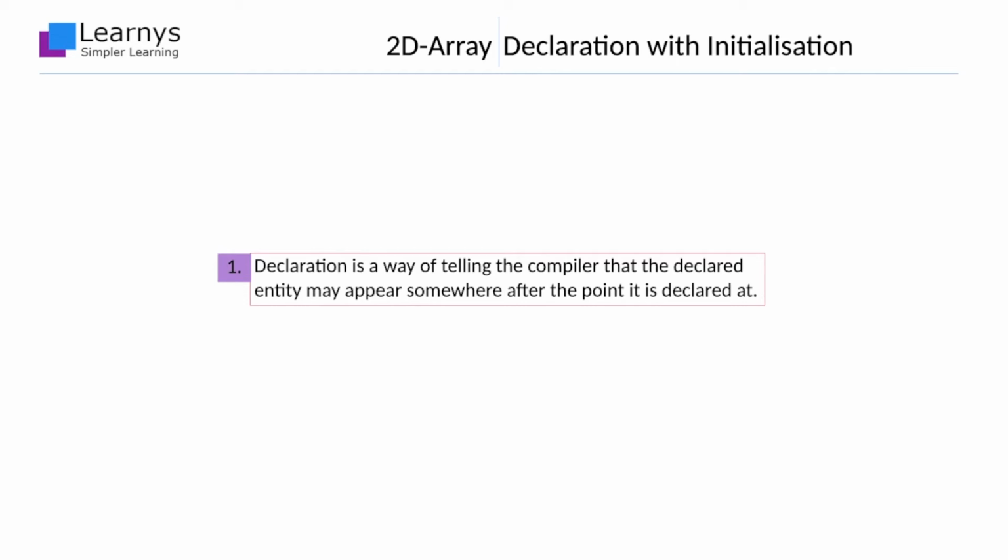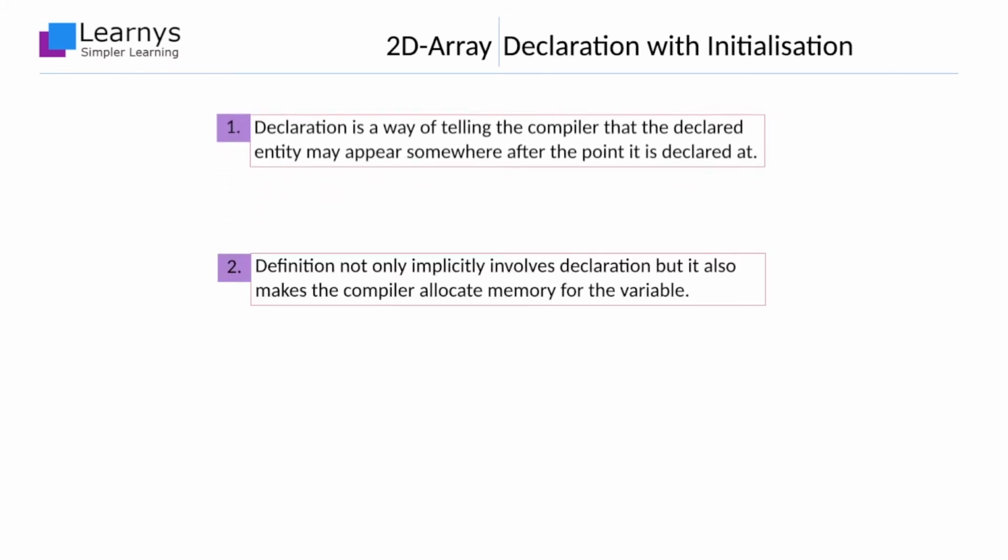In that video, it was stated that declaration and definition are two different things. In general, declaration is a way of telling the compiler that the declared entity may appear somewhere after the point it is declared at. Merely declaring a variable does not get memory allocated for it. Definition, on the other hand, is one step beyond declaration. Definition not only implicitly involves declaration, but it also makes the compiler allocate memory for the variable.